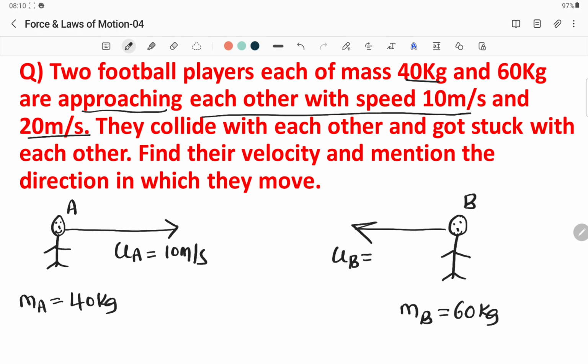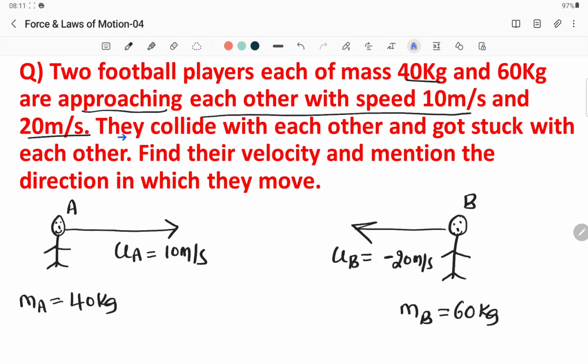UB is in opposite direction, no? See, if you are taking this direction as positive, then opposite direction, if you are coming from this person to this person, you have to take it as negative, no? So, definitely 20 is there, but that 20 has to be considered as minus 20 meter per second. Very, very important information. Why? Because they are in opposite direction. This person is coming from left to right and this person is coming from right to left. Correct, no? So, that's why we have to consider it as minus.